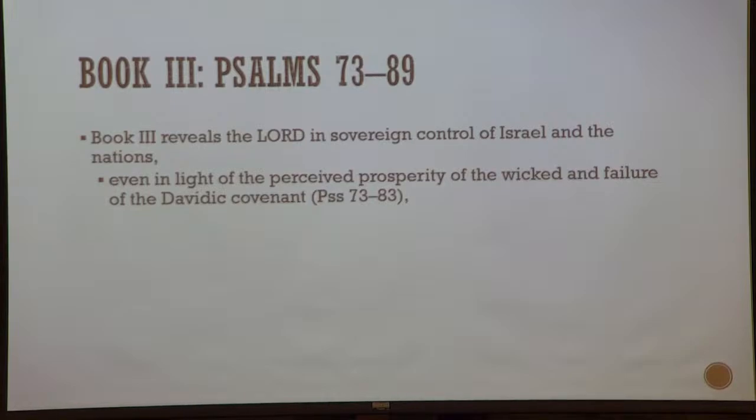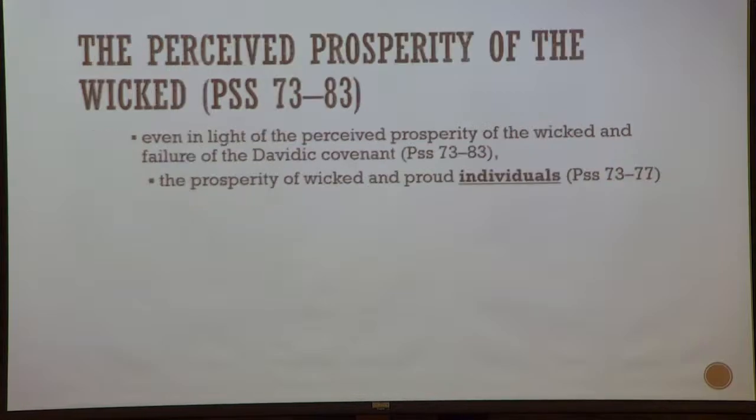So the 11 Asaph psalms and then the 7 non-Asaph. This 73 through 83 is very much a reflection of the Asaphite psalms. So book 3 reveals the Lord remaining in sovereign control of Israel and the nations, even in light of the perceived prosperity of the wicked and the failure of the Davidic covenant. First we're going to see in 73 through 77 the prosperity of the wicked and the proud, more of an emphasis on individuals, whereas 79 through 83 will be more of an emphasis on the nations.